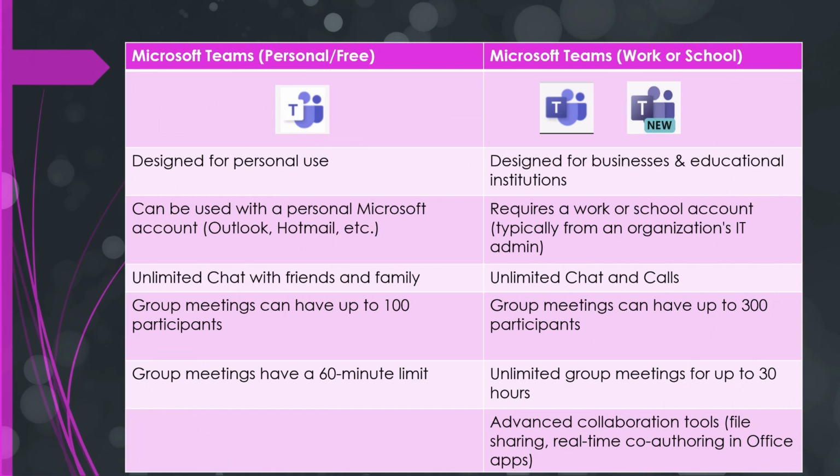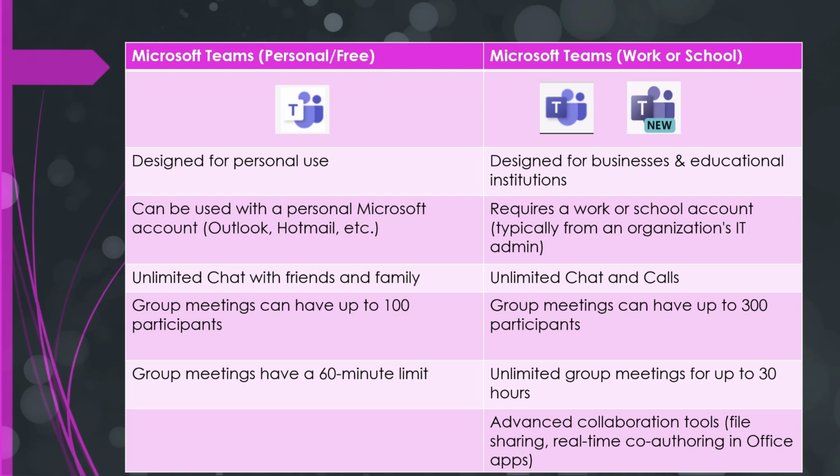Now, as you can see, I have put a table together to let you identify the differences between Microsoft Teams Personal as well as Microsoft Teams Work or School. Now, Microsoft Teams Personal or Free is designed for personal use. It can be used with a personal Microsoft account. You get unlimited chat with friends and family. Group meetings can have up to 100 participants, and group meetings have a 60-minute limit.